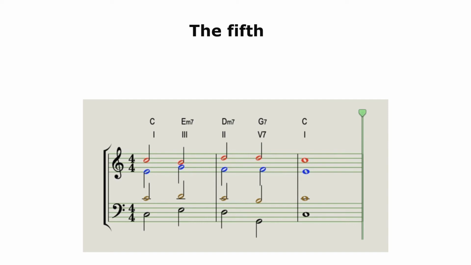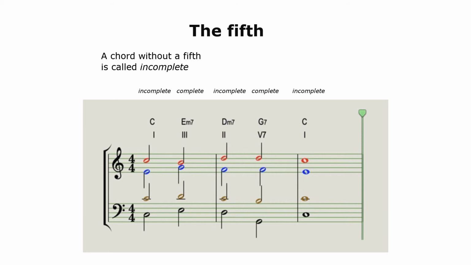The fifth is a frequency that is already present in the overtones of the root of the chord. Therefore, when the voice leading asks for it, the fifth can be omitted. In the example you just heard, the first chord consisted only of roots and a third. We speak of an incomplete chord when the fifth is not present. When you apply the rules properly, incomplete and complete chords often alternate.